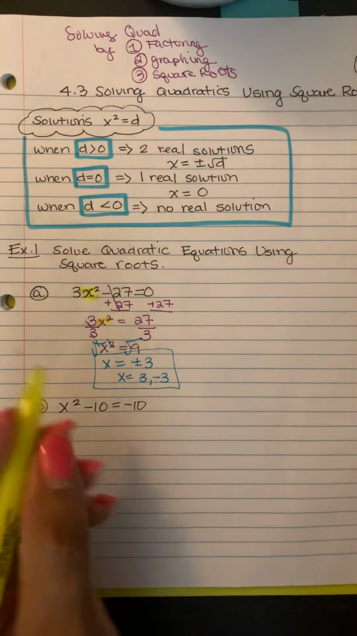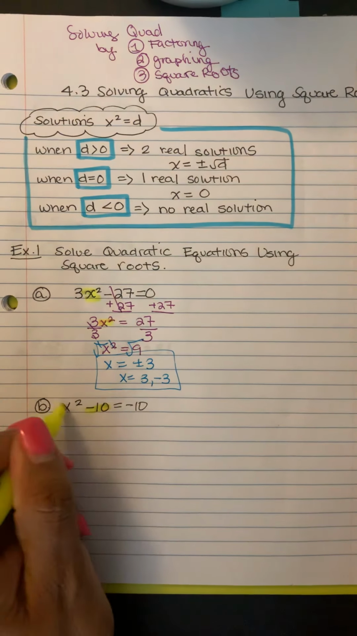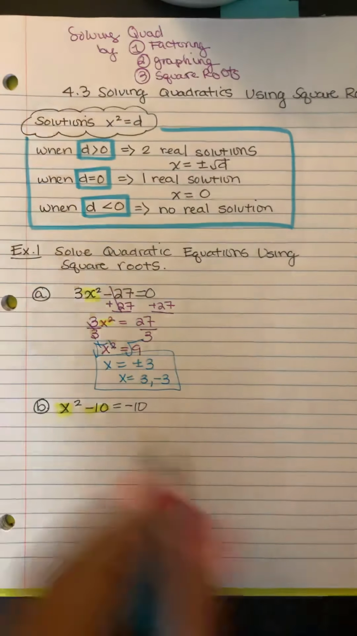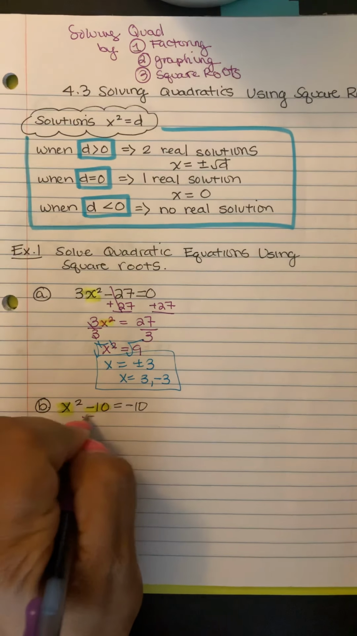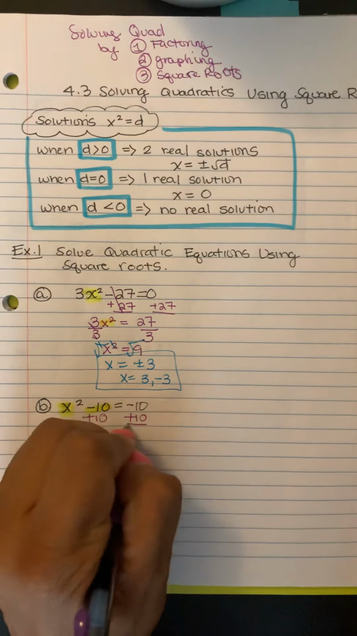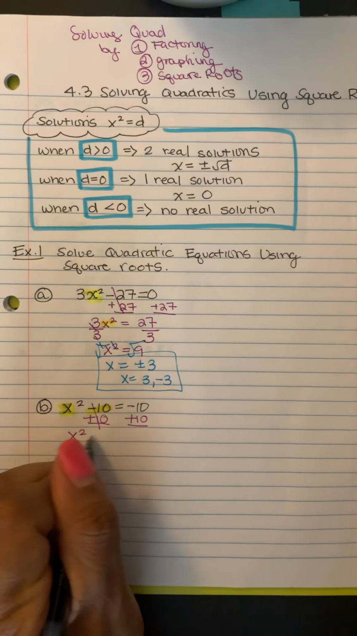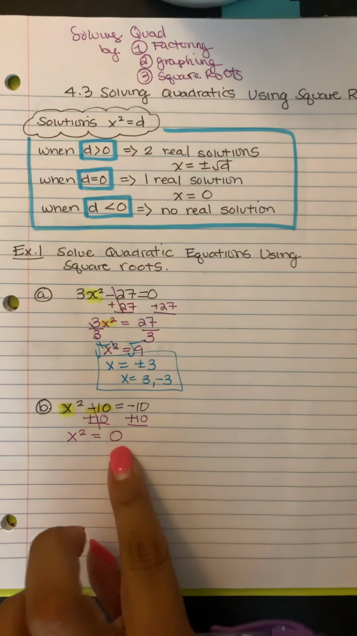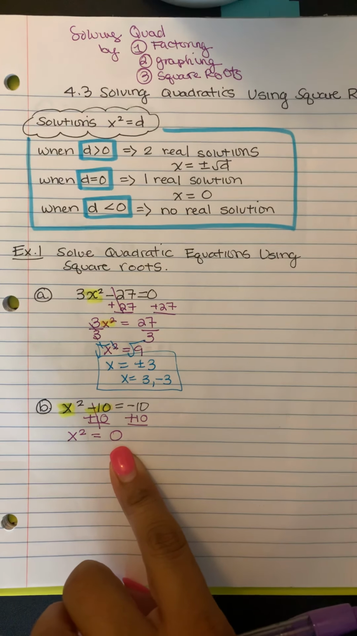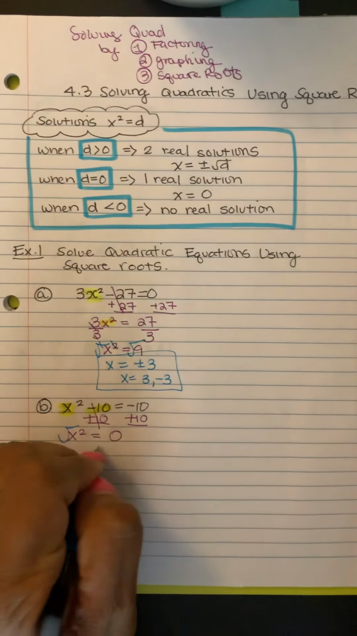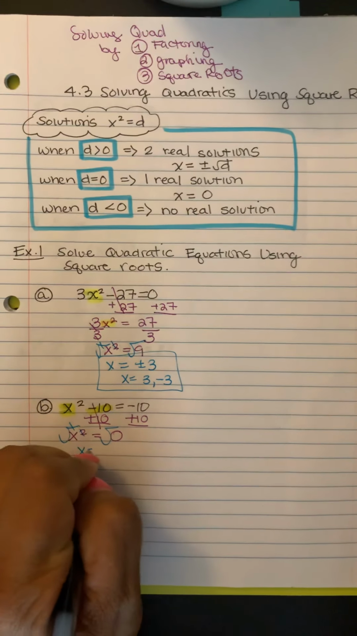All right, so let's go ahead and, whoops, sorry, I didn't want to highlight negative 10. So let's add 10 to both sides. X squared is equal to 0. I know that I'm going to have one real solution, which means that x is going to equal 0. So d is equal to 0. That's what we have here. Take the square root. X is equal to 0.